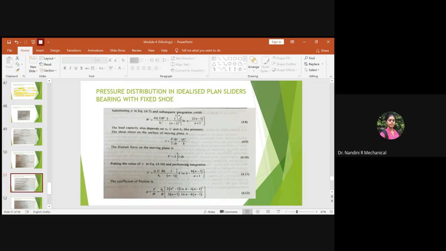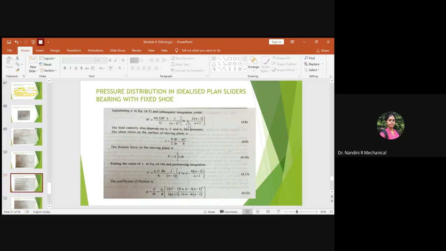So everything is correlated. So when it comes to plane slider bearing, the components which are usually asked to derive are the pressure distribution. Once that is done, with the help of pressure distribution, you will be determining the load bearing capacity, right?